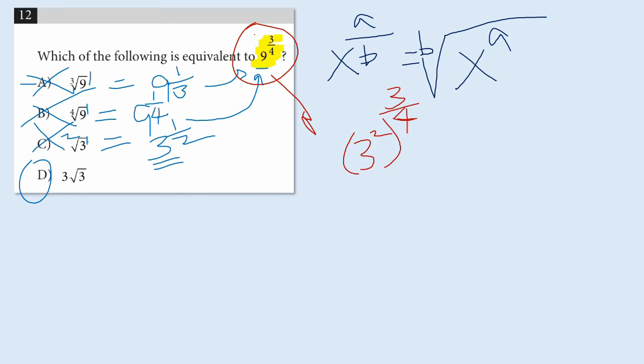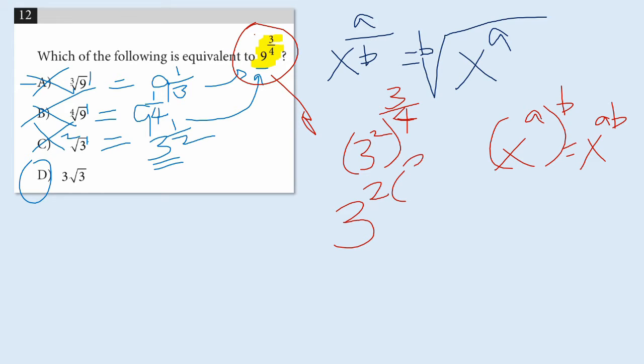Now, there's another rule that's important that you may know from algebra, which is x to the a power to the b power is equal to x to the a times b power. 3 squared to the 3/4 power is going to be 3 to the 2 times 3/4 power. And 2 times 3/4 is 3/2.